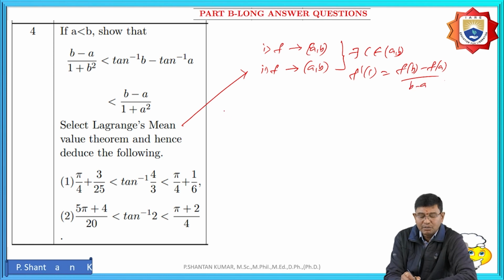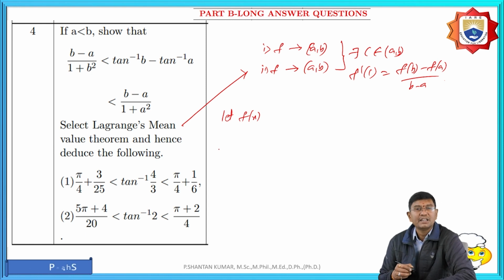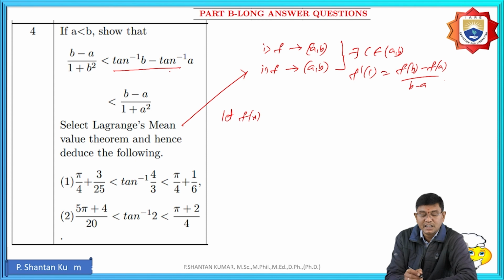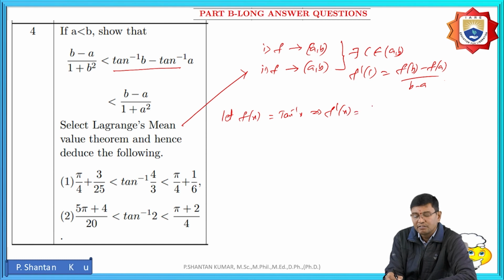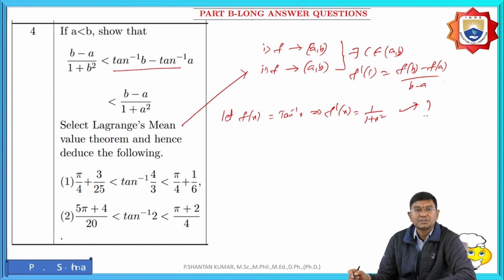But in this problem we need to assume that f of x is equal to tan inverse x, while we are observing all the conditions. And according to this, f dash of x is nothing but 1 by 1 plus x square. And again, further find the solutions, with a is equal to a and b is equal to b.